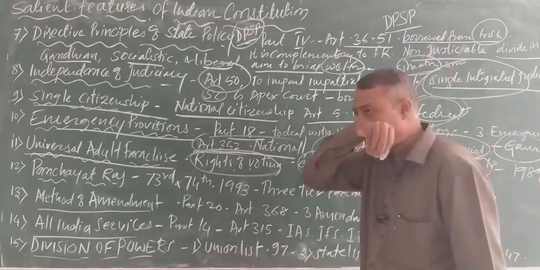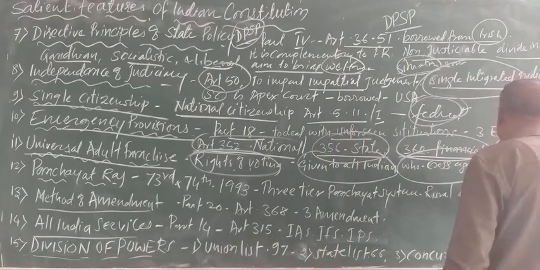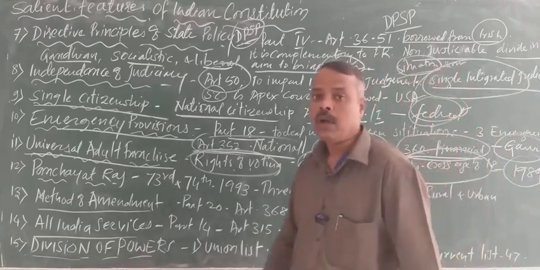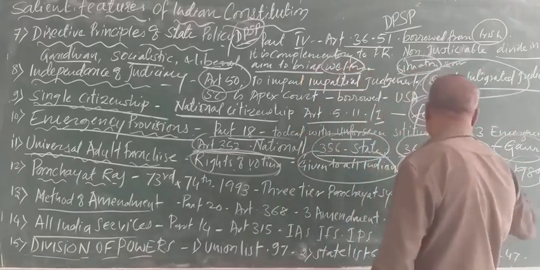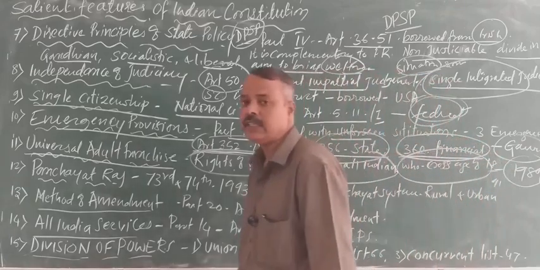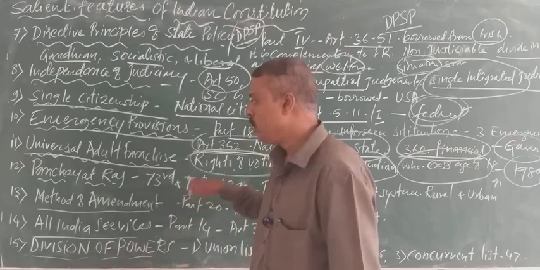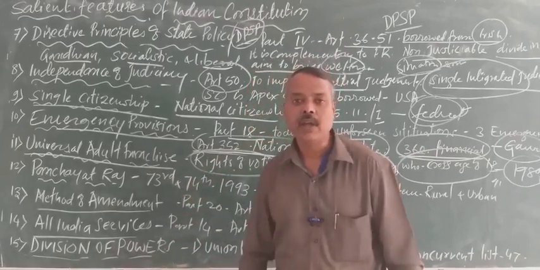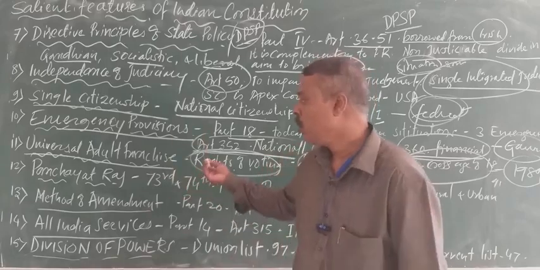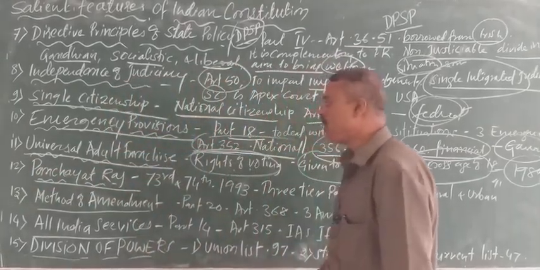It was 21, but the age limit for voting was reduced to 18 with the 61st constitutional amendment in 1989. At present any Indian citizen who has attained the age of 18 can enjoy the right of voting. By this right you can participate in the elections and select your own government to rule over the state. Next, the most important feature of the Indian Constitution is the Panchayat Raj system.